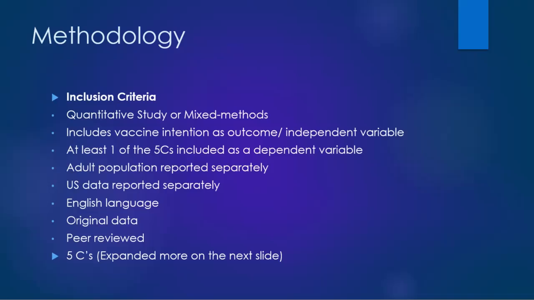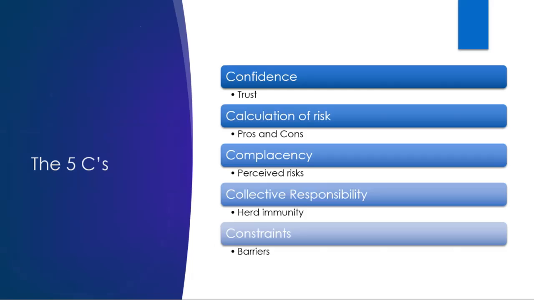Okay, so more on the 5 C's. The 5 C's came from an article by Betsch et al., and it was basically the main reasons why people are hesitant to get a vaccine. So confidence was the first of the 5 C's. It refers to trust in the effectiveness and safety of vaccines, and the reliability and competence of the system that delivers them. Calculation of risk is about the pros and cons.